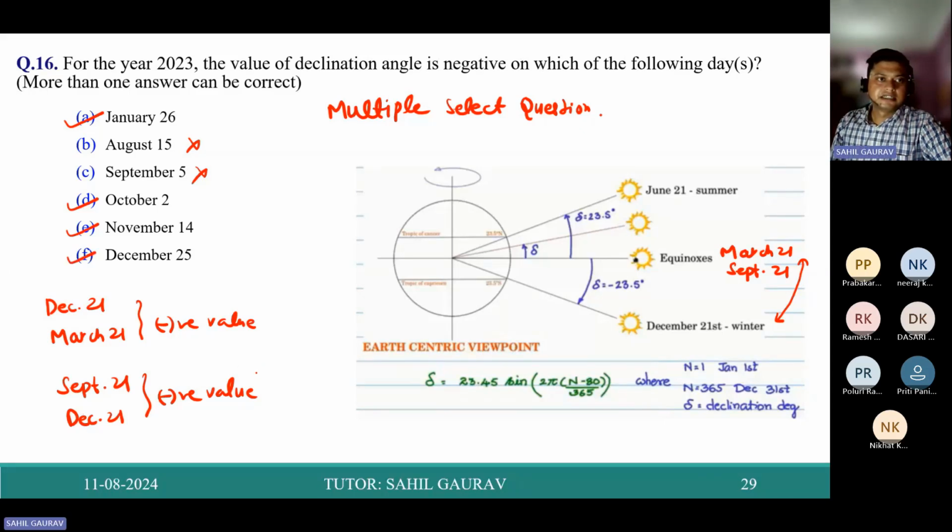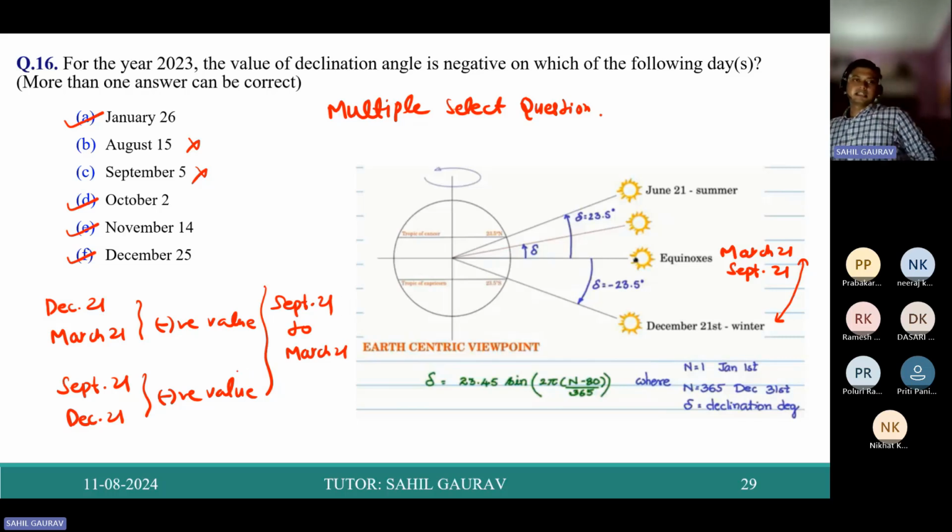So you can say that whatever values lie between December 21st and March 21st will have negative declination angle, and also between September 21st to December 21st. So you can directly say that from September 21st to March 21st, all having the negative value, negative declination angle. So the correct answer is A, D, E, F.